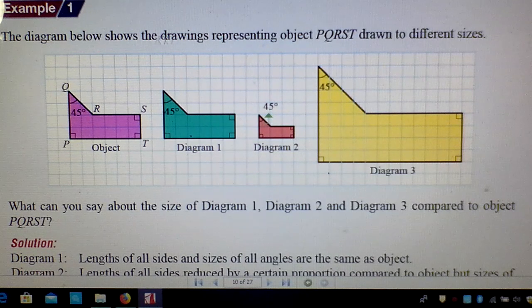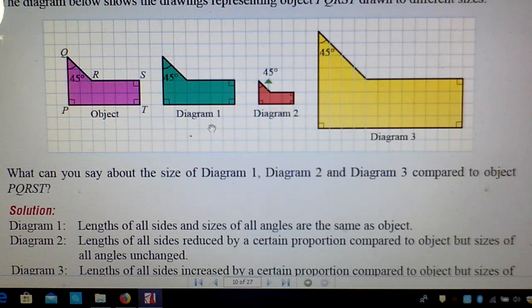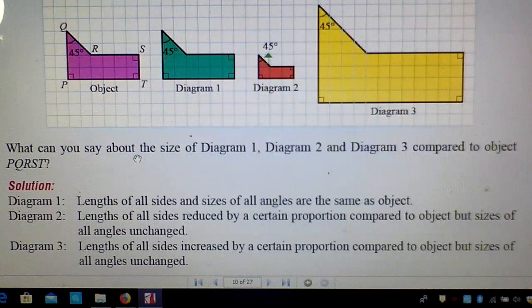Okay, look at example 1. The diagram below shows the drawing representing object PQRST drawn to different sizes. You can see the diagram. What can you say about diagram 1, diagram 2 and diagram 3 as compared to the object PQRST? So this is the actual object. Solution. We will look at diagram 1. Lengths of all sides and sizes of all angles are same as the object.